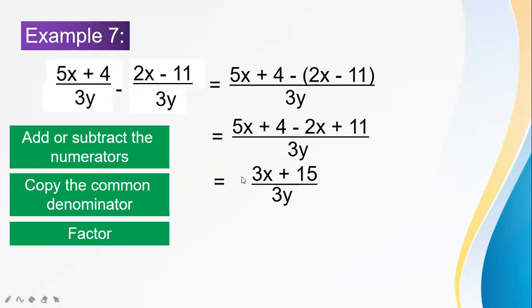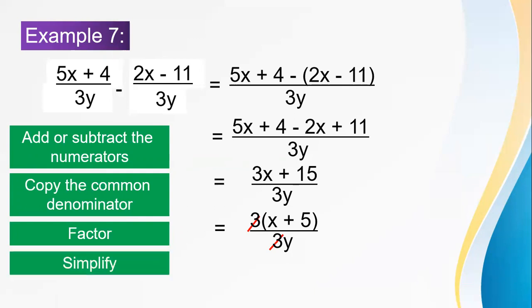Then factor. So this one is factorable, the numerator. So factor 3x plus 15. The number that can be divided into 3 and 15 is 3. Then 3x divided by 3, we have x. Then 15 divided by 3, we have 5. And then cancel out the common factor. 3 is the common factor. And then simplify, the answer is x plus 5 over y. So therefore, this will be your answer.